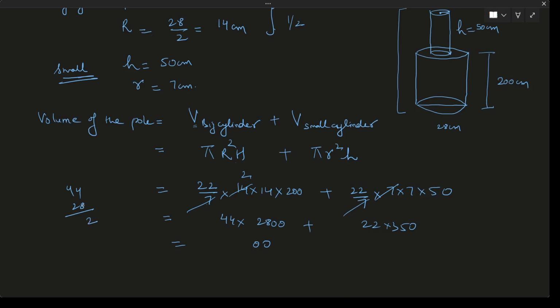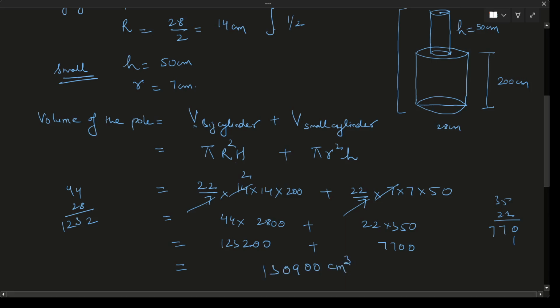Will be 2, 3 carry over 32, 32, 8, 40, 43, 43, and 8, 4, 12, 1, 2, 3, 2, 0, 0. And when you multiply this 35, 22, what you will get? There's a 10, 1 carry over, 6, 10, 16, 17, and 1, 7, 7, 7, 7, 0, 0. And when we add this, what do we get? 9 here, 0, 1 carry over, 3, 130,900 centimeter cube. That's the volume of the pole I got.